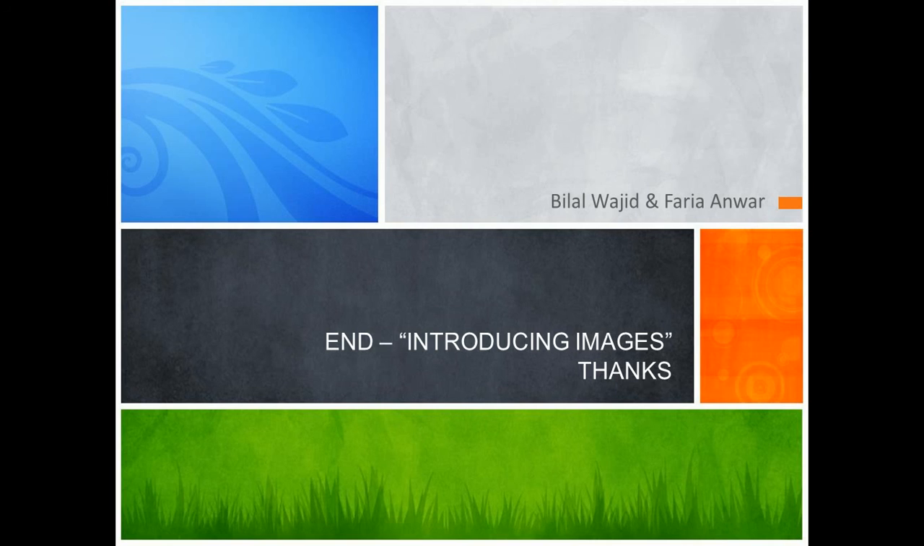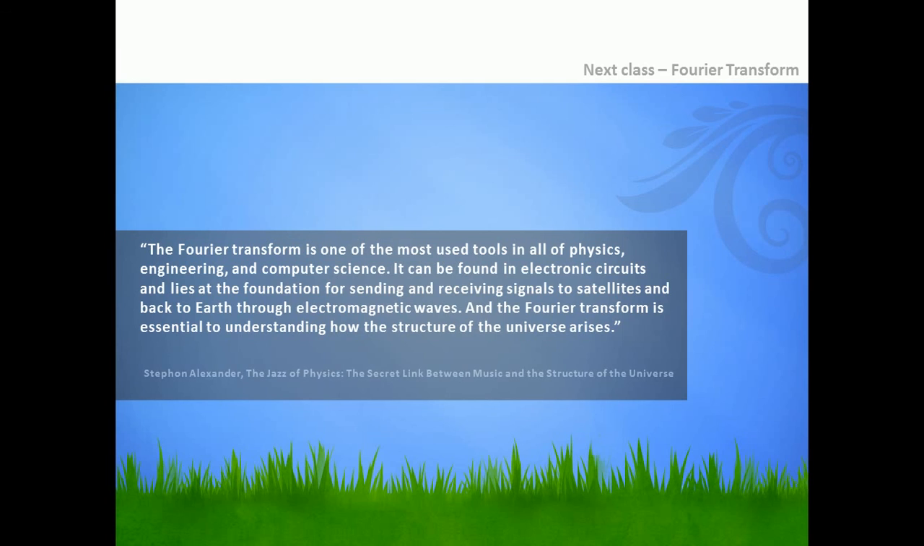Now, this completes these 3 lectures, complete chapter number 1. Next, we will discuss chapter number 2, or what is referred to as the Fourier transform. The Fourier transform is one of the most widely used tools in physics, engineering, and computer science, because it very nicely transforms a time domain signal into a frequency domain signal, and vice versa.